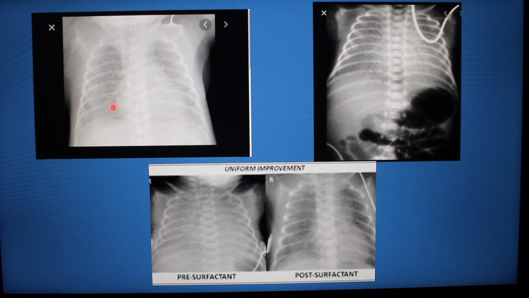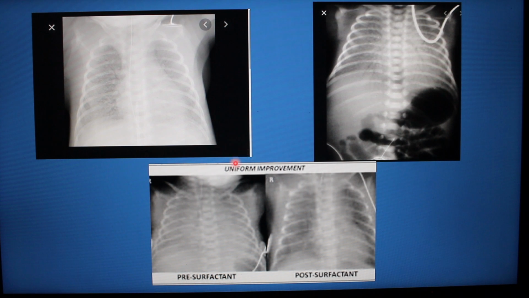We can still make out the borders of the heart for this preemie. Over here, you can get a better idea of these air bronchograms. This is what they're talking about. These black lines are the bronchioles that are going all the way up to the lung tissue, but are surrounded by collapsed lung tissue, which makes them stand out.